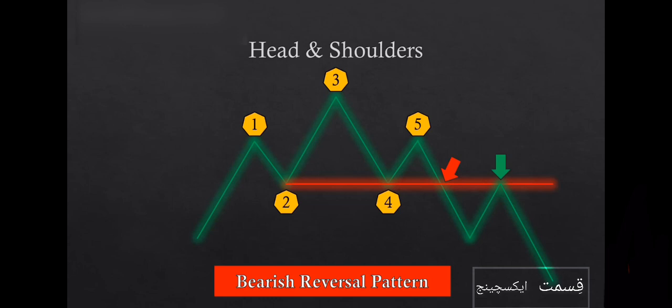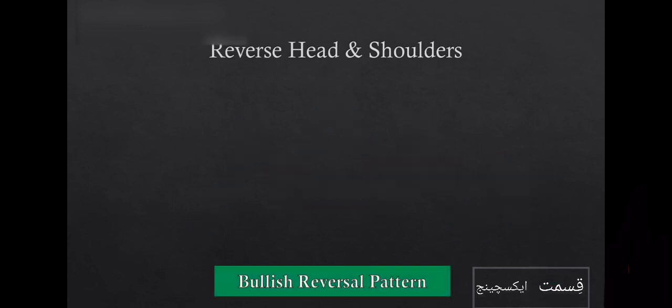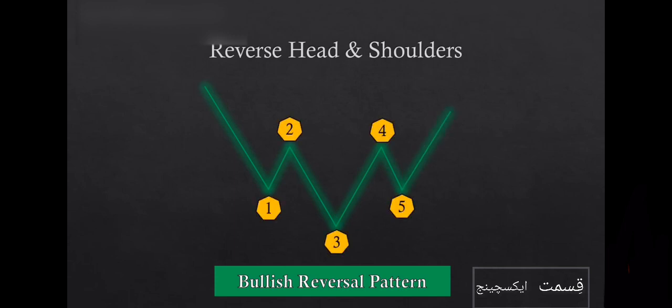Next in line we have the reverse head and shoulders pattern, which works in a similar way to the standard head and shoulders. So the reverse version is a bullish reversal pattern, while the standard version is a bearish reversal pattern. The reverse head and shoulders pattern has the same configuration as the standard, but the pattern is upside down.